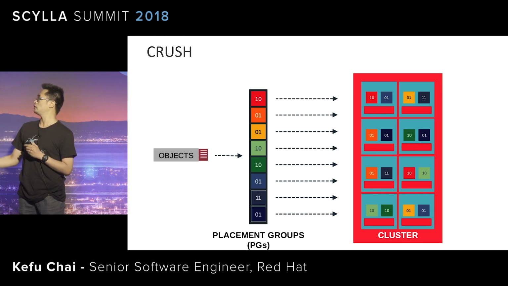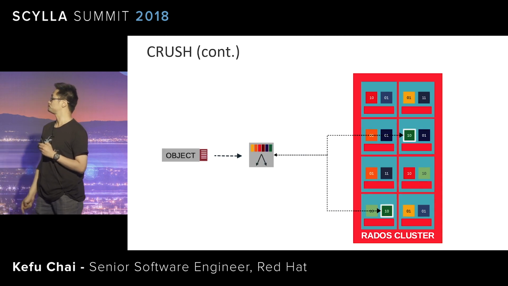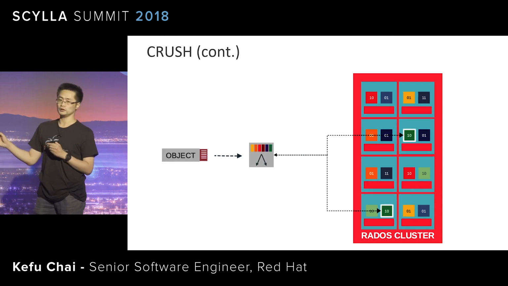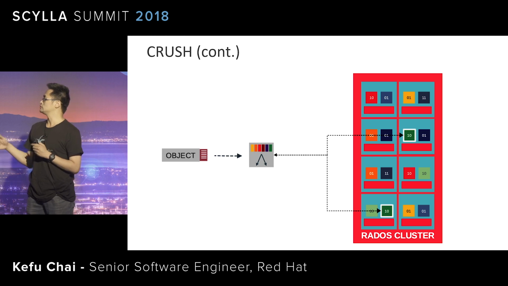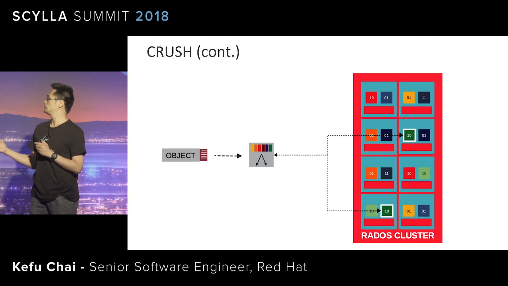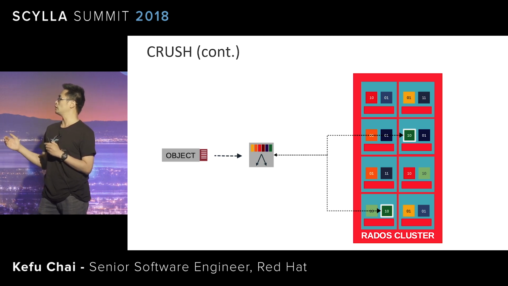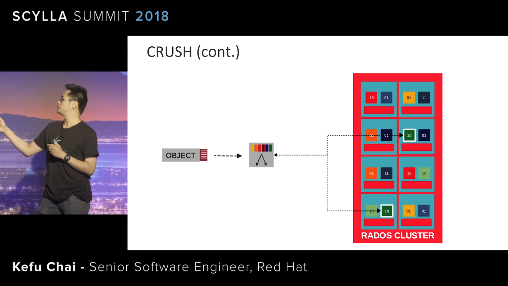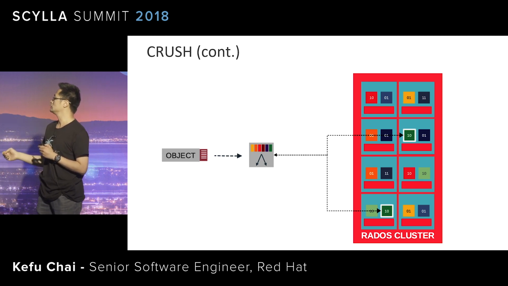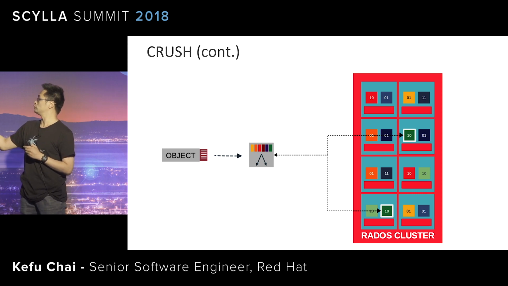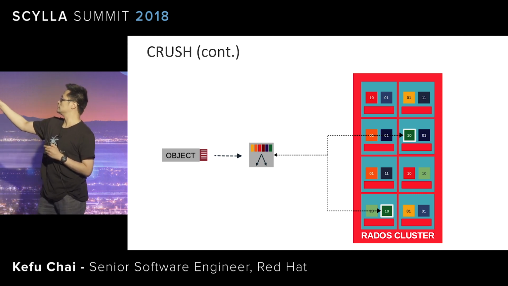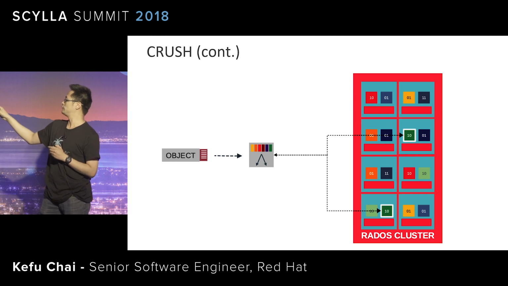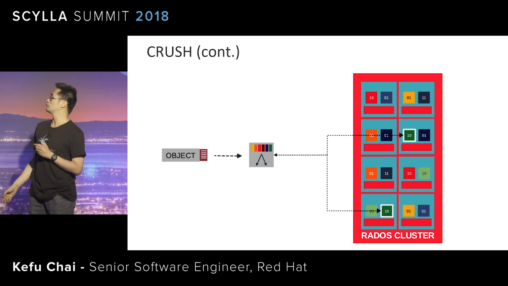This is where CRUSH kicks in. CRUSH is a physical node topology aware algorithm, where it is able to map different PGs to different OSDs. In the case of two replicas, CRUSH is able to choose two different OSDs sitting in different failure domains. That's the beauty of CRUSH.